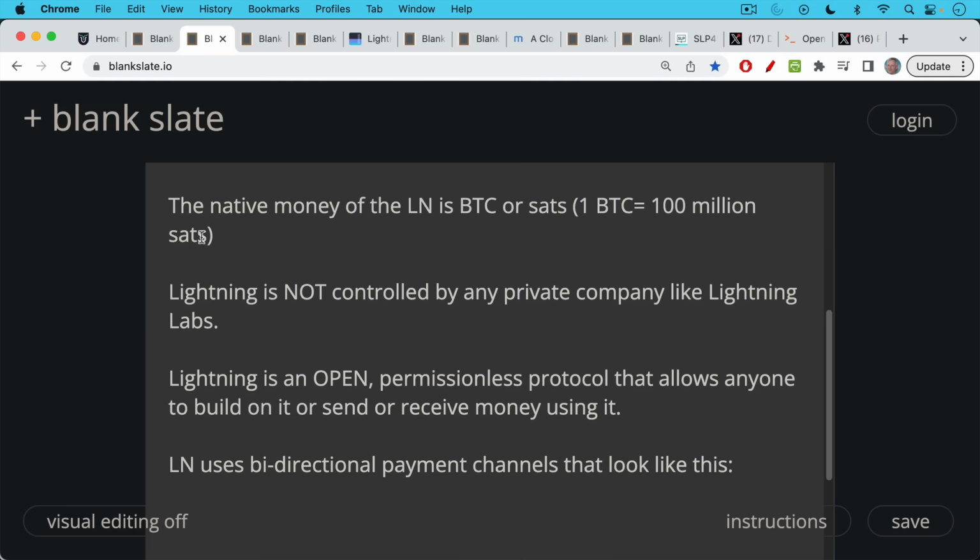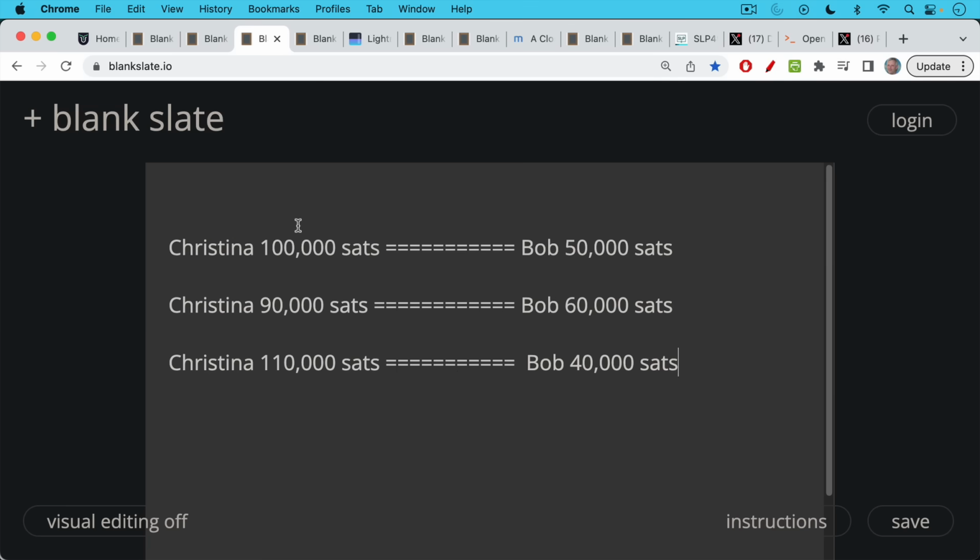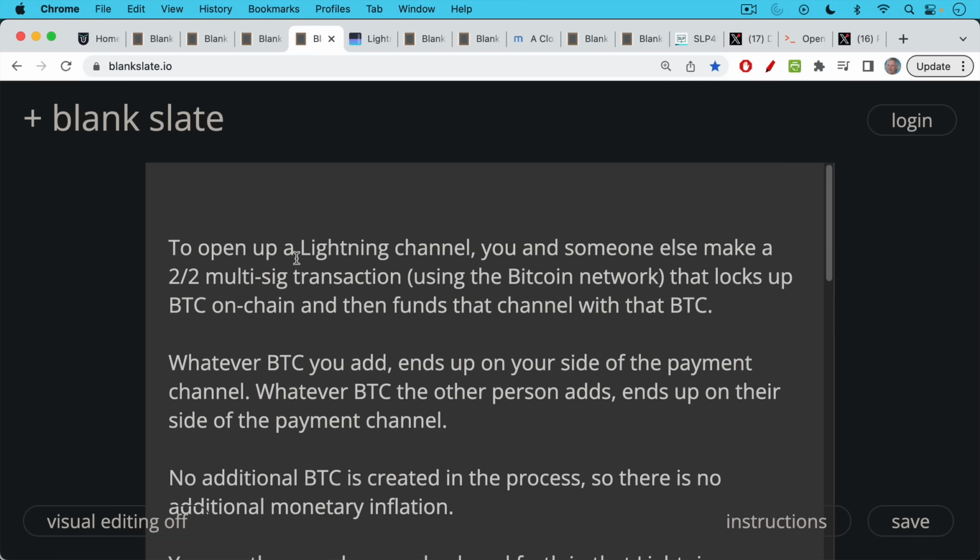And the Lightning Network uses these bi-directional payment channels that look like this. And you won't normally have names on either side, but you will have a Lightning node on either side. So for example, here, Christina on the left has 100,000 sats on her side of her channel. Bob has 50,000 sats. And then what happens is Christina sends 10,000 sats over here in the next step. So now she only has 90,000 sats and Bob has 60,000 sats. Christina then receives 20,000 sats from Bob, and now Bob only has 40,000 sats while Christina has 110,000 sats. So these are these payment channels, and within the channel, you can send the money back and forth very easily.